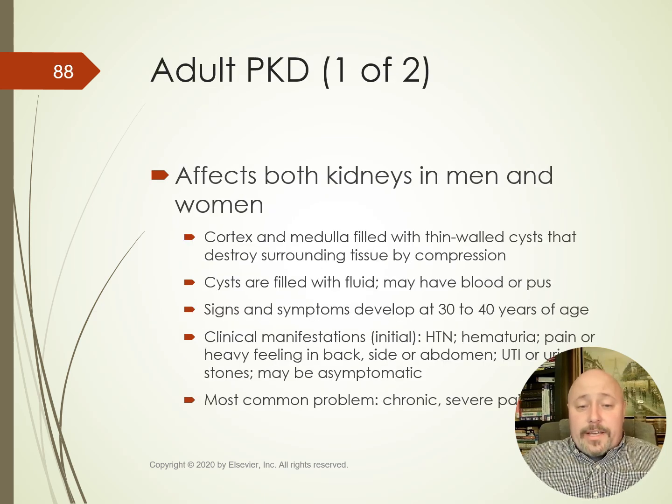Adult polycystic kidney disease affects both kidneys in men and women. The cortex and the medulla are filled with thin-walled cysts that destroy the surrounding tissue by compression. The cysts are filled with fluid and may have blood or pus within them. Signs and symptoms develop at 30 or 40 years of age, with clinical manifestations ranging from initial hypertension, hematuria, pain or heavy feeling within the back, and side or abdomen pain as well.